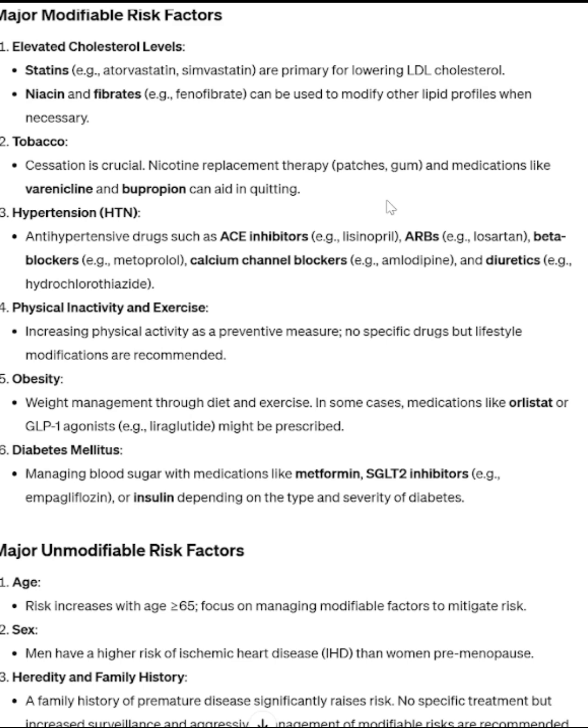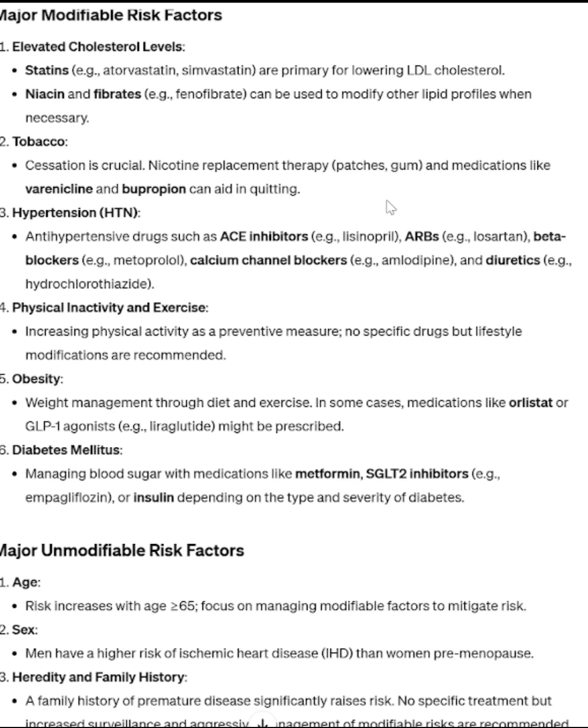4. Physical inactivity and exercise. Increasing physical activity as a preventive measure. No specific drugs, but lifestyle modifications are recommended. 5. Obesity. Weight management through diet and exercise. In some cases, medications like orlistat or GLP-1 agonists, e.g. liraglutide, might be prescribed. 6. Diabetes mellitus. Managing blood sugar with medications like metformin, SGLT2 inhibitors, e.g. empagliflozin, or insulin, depending on the type and severity of diabetes.